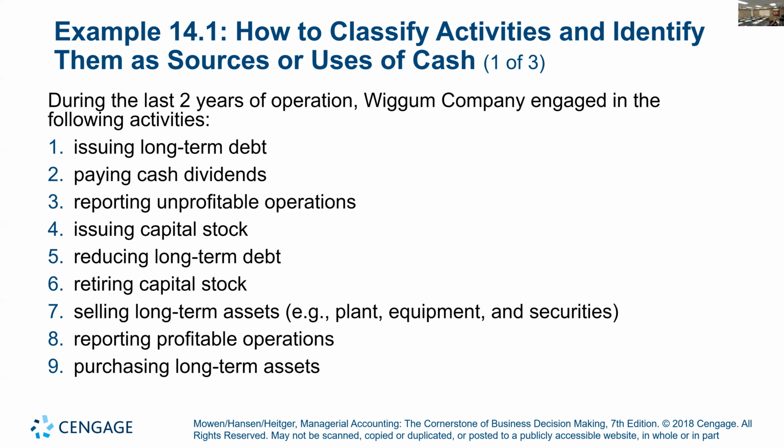Reporting unprofitable operations. Well, if it's operations, that is a normal operating activity, even though it's unprofitable. Issuing capital stock, here we're talking about our own stock, so that is financing. Reducing long-term debt is an outflow, we are paying money out to make our own debt go down, so that again is financing. Retiring capital stock.